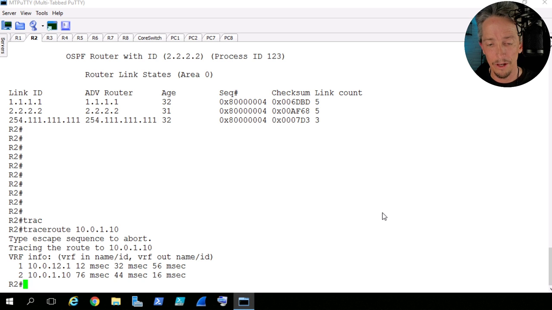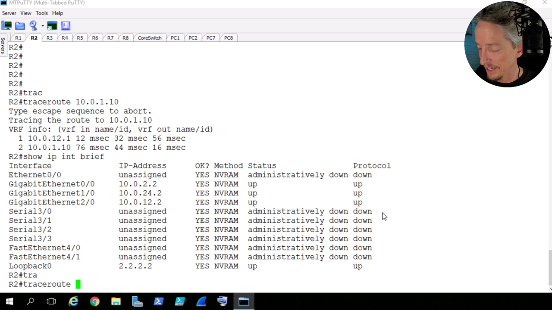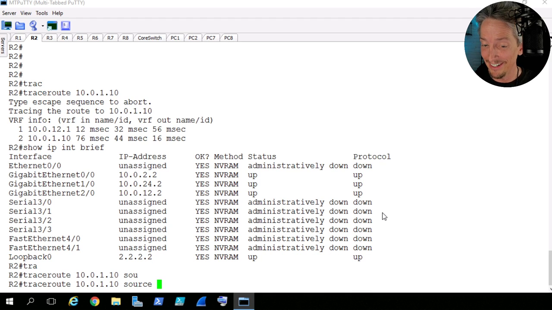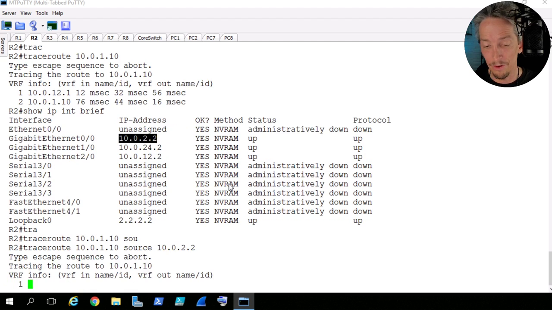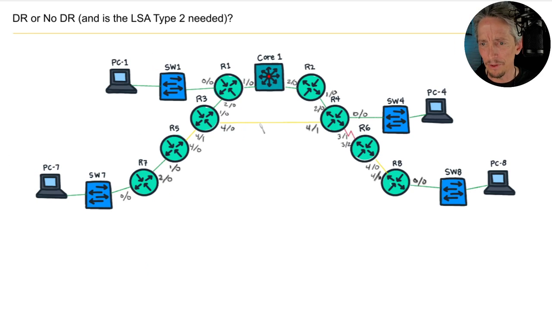So from R2, we do a show IP interface brief, and then we'll do a trace to 10.0.1.10, which is on the far left-hand side of the network, but we'll source it, which is the trick here, from 10.0.2.2, which is on the right-hand side of R2. And again, that verifies full connectivity, not just getting there, but also that traffic coming back. And then while we're here, one last peek, and then we'll take a quick break and go to Q&A.